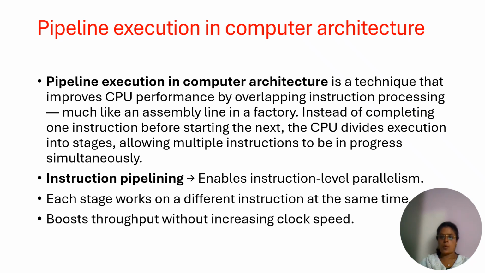So we do not complete one instruction before starting the next instruction. The CPU divides the execution into stages, allowing multiple instructions to be processed simultaneously. Instruction pipelining enables instruction-level parallelism. Each stage works on a different instruction at the same time. In this way, we boost the throughput and efficiency without increasing the clock speed.